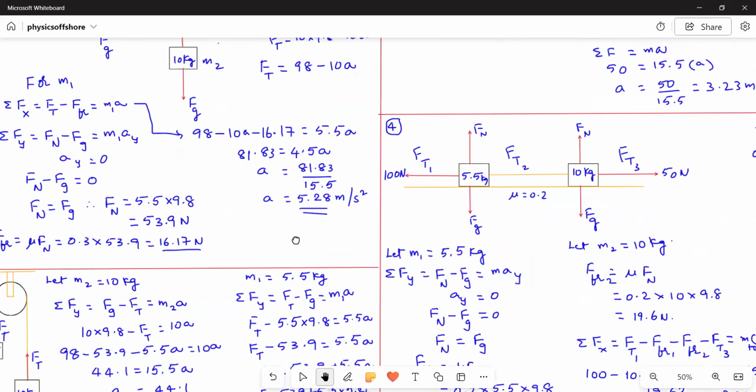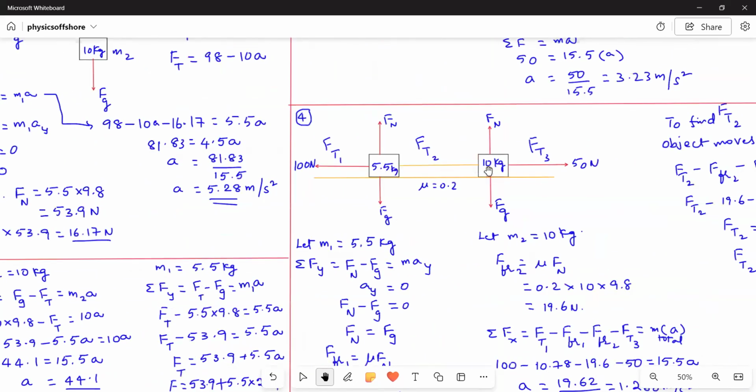Now take the fourth bit. Here, two objects are connected by a cable and both are lying on a surface, and the coefficient of friction between the surface and the masses is 0.2. Here, this is the free body diagram, and the forces are represented here. Let us consider M1 to be 5.5 kilograms. For this mass, the y-dimensional forces are Fn and Fg. Fn acts upwards and Fg downwards. The x-dimensional forces are Ft1 acting to the left side and another tension acting towards the right. We will just leave it like this.